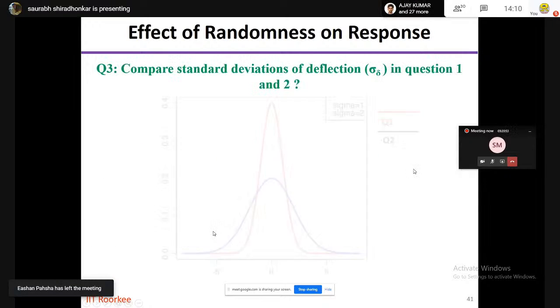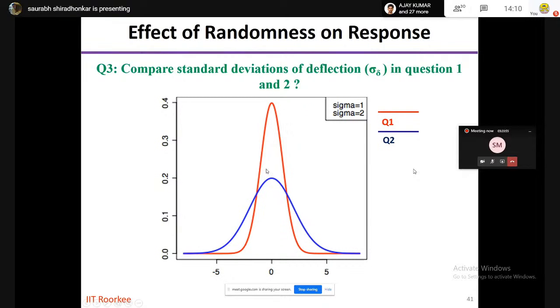So because of that, the mean doesn't change. However, since there is an additional variation in the load in the second question, the overall distribution of deflection changes in the second question. So in both question 1 and question 2, the mean value of deflection is constant.